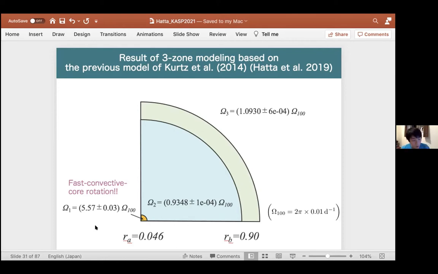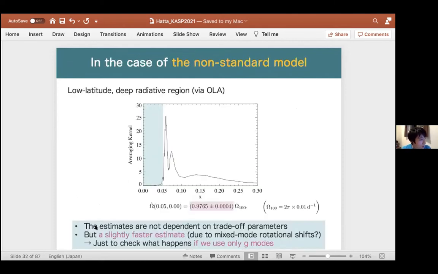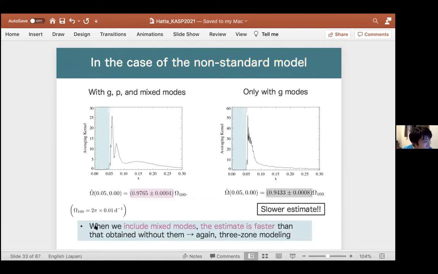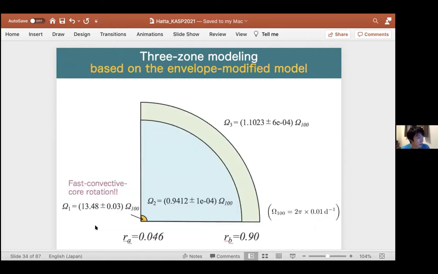And then, sorry, I skipped this part. These are not related parts here. And then I carried out Threeson modeling based on the envelope modified model. This is a new part. And actually, the results are almost unchanged.